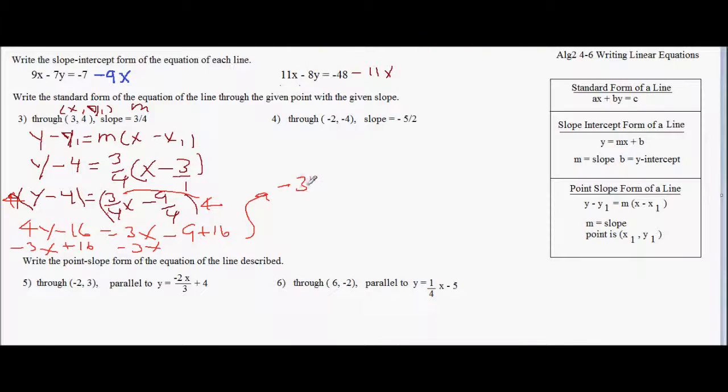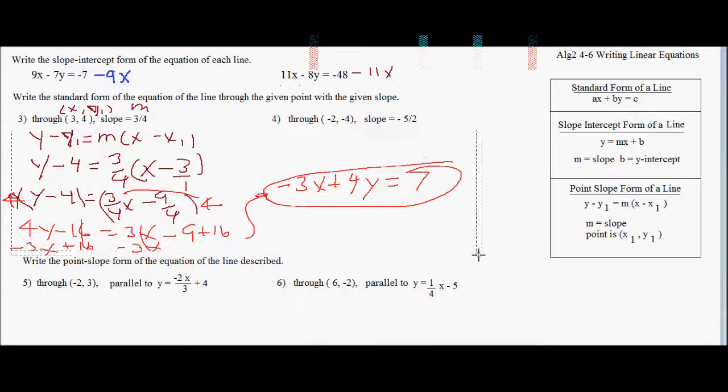minus 3x plus 4y. The 16's cancel, this cancels. 16 minus 9 equals, this is an equal sign here, 7, right? And that's it. Negative 3x plus 4y equals 7. So that took a little bit of work.